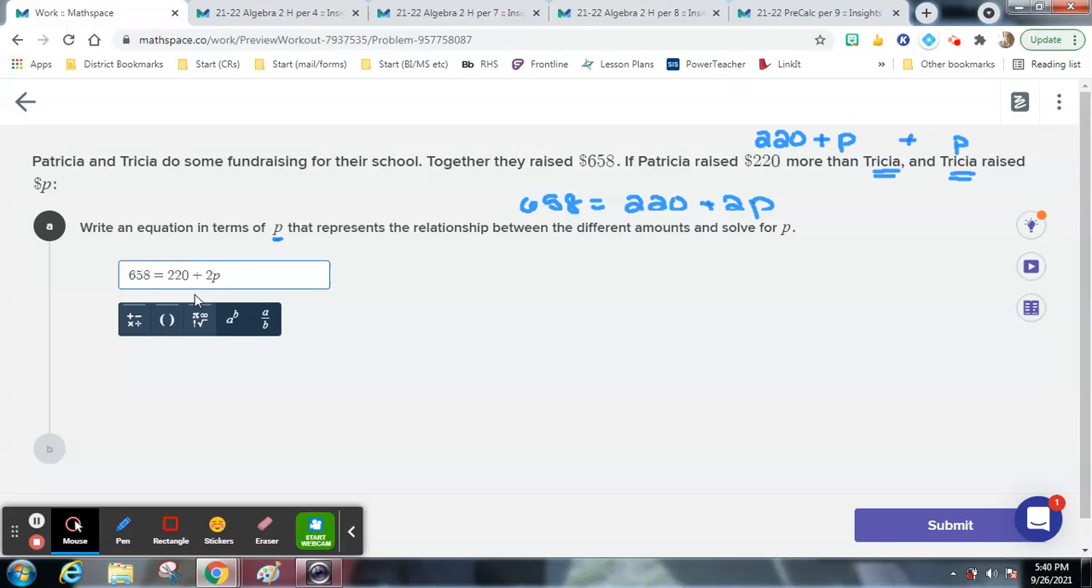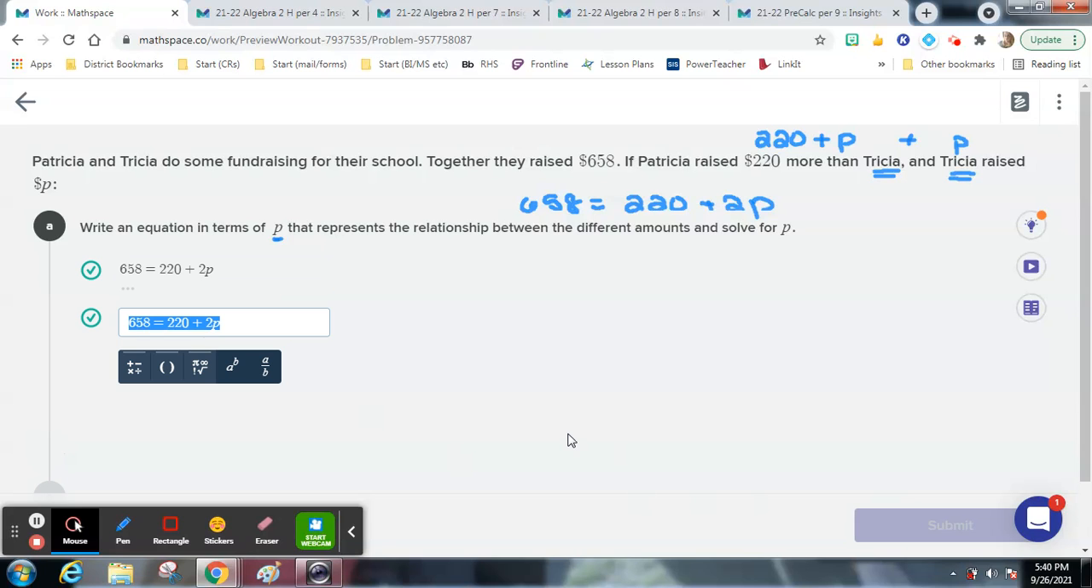What's 2P? Oh, I'm sorry. And then we want to solve for P. So in order to solve, we all should know how to do that. You would subtract that 220 and then divide it by 2. So P would end up being 219.